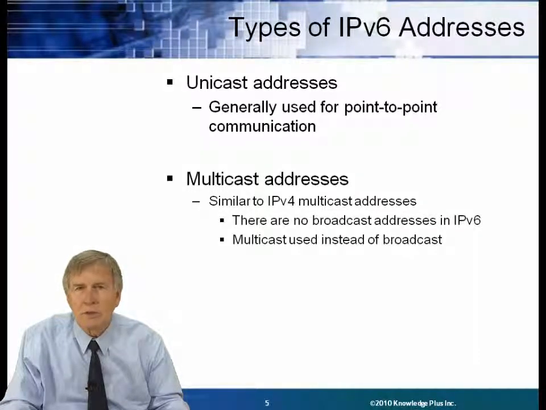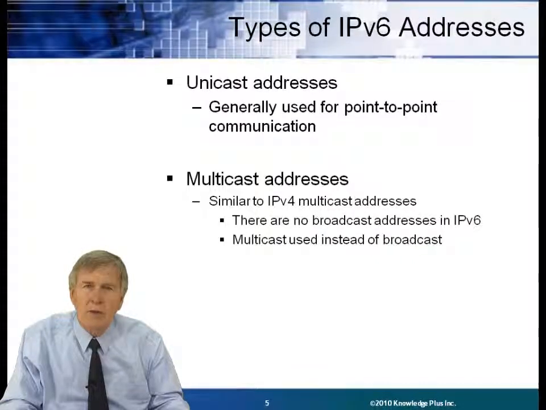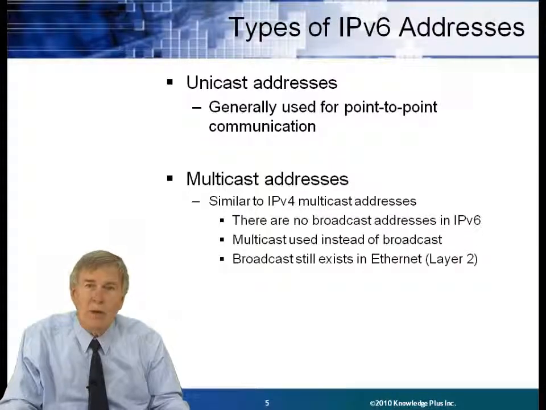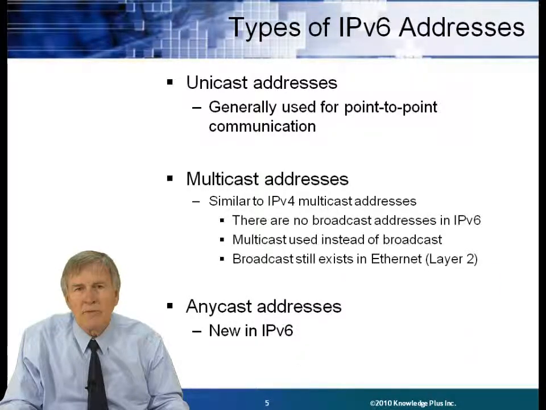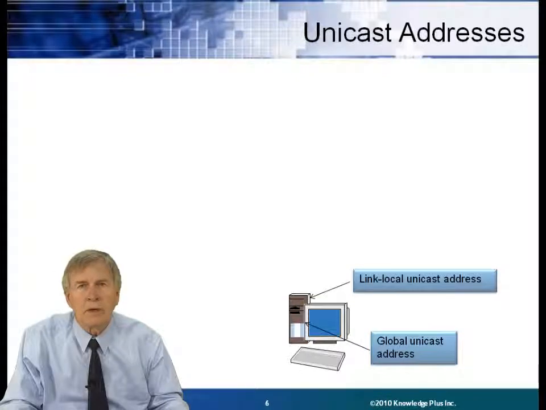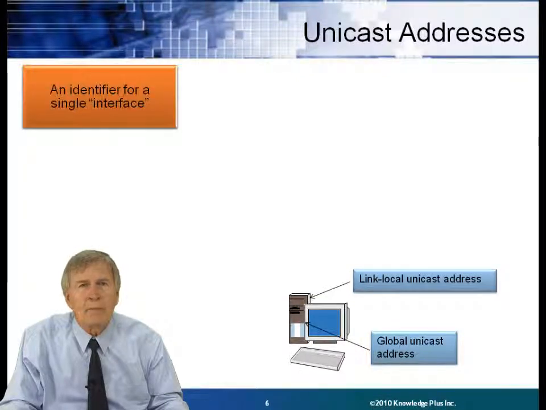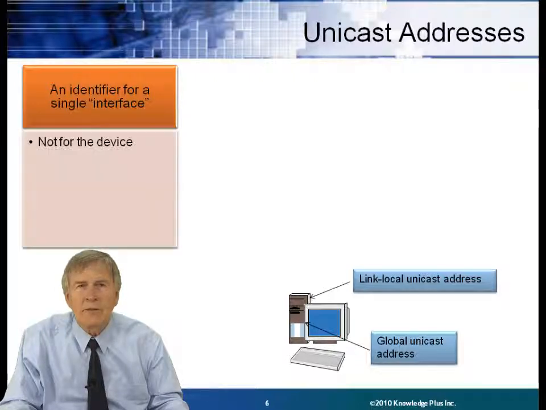The idea is to prohibit the excessive traffic that would exist in broadcasting. Since when we use a broadcast address, do we really need to send that information to everybody in the world? Obviously the answer is no. Broadcast still exists, though, in Ethernet layer 2, especially in Address Resolution Protocol. The Anycast address is new to IPv6, and we'll take a look at it in a little more detail shortly.